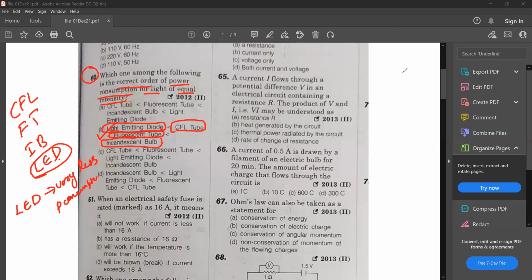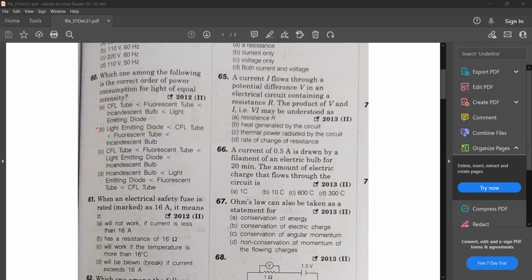So please note down which is the most power consuming, that is incandescent bulb. Very less power consuming, light emitting diode. Then in between that lie CFL and fluorescent tube. Compact fluorescent light is having less power consumption than fluorescent tube. So answer is option B. Okay. So move to the next question.